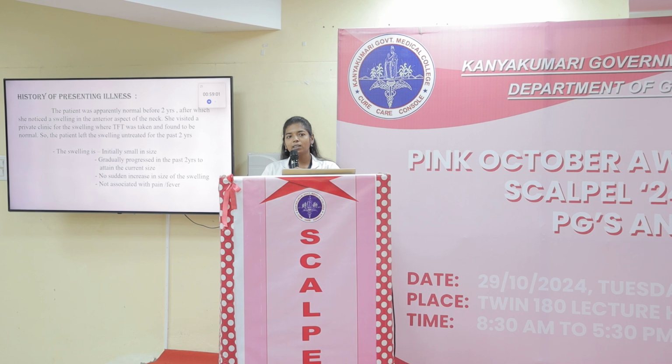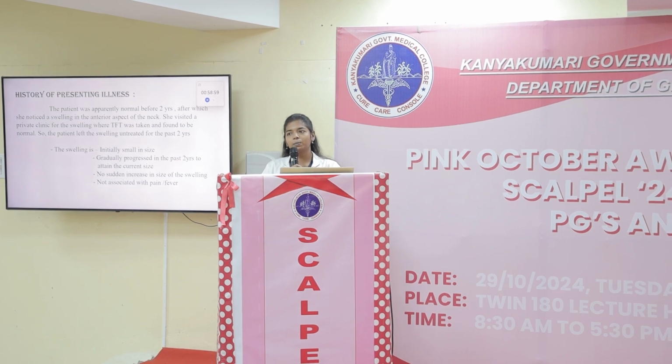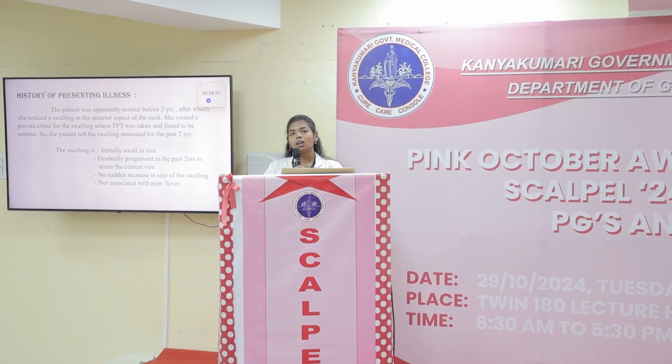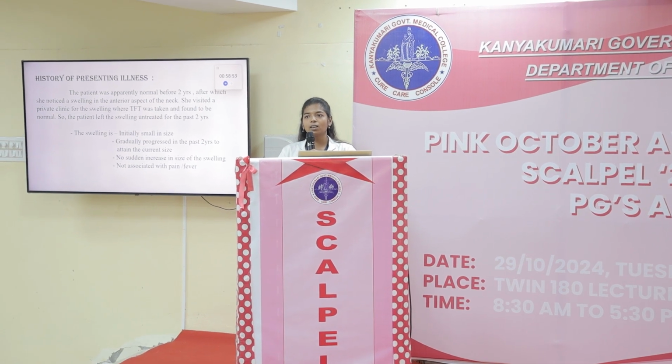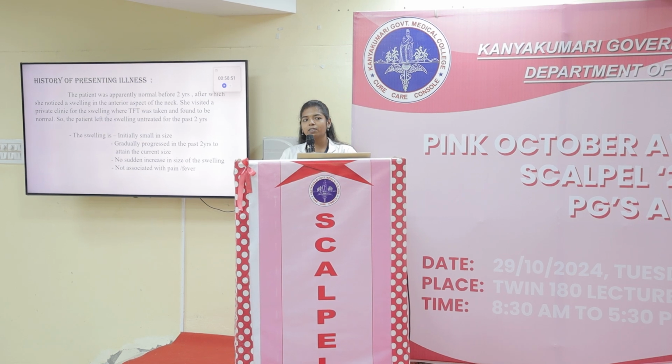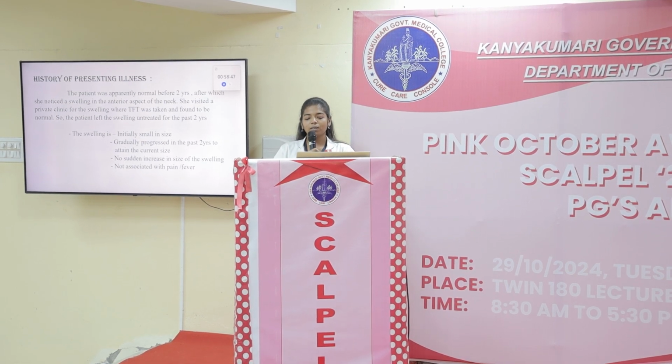The patient was apparently normal before 2 years, after which she developed a swelling in the anterior aspect of the neck. She visited a private clinic for the swelling, and a TFT was taken, which was found to be normal. So the patient left the swelling untreated for the past 2 years. The swelling was initially small in size before 2 years, which then gradually progressed to attain the current size. There is no sudden increase in size of the swelling recently.